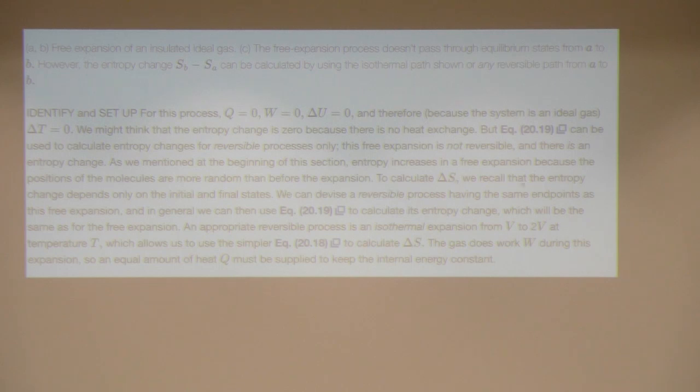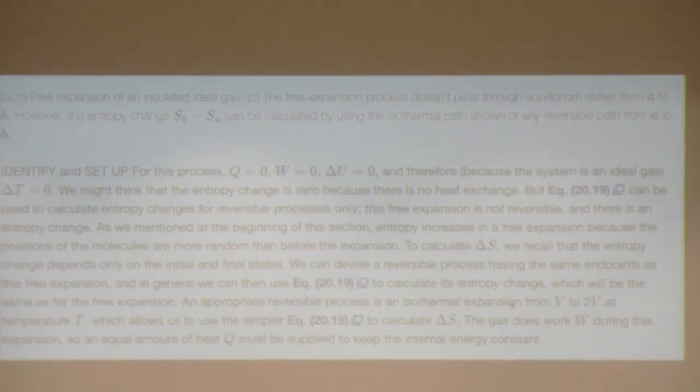To calculate delta S, recall that the entropy change depends only on the initial and final states. So we're going to look at the difference of the volume. We can devise a reversible process having the same endpoints as this free expansion, and in general we can use an equation to calculate that. So from the book, there's the entropy change of an ideal gas, in chapter 14. Instead of this, we have to use this for the free expansion case. This is our free expansion, so we're going to have a change in volume, and then we're going to have to use this expression.